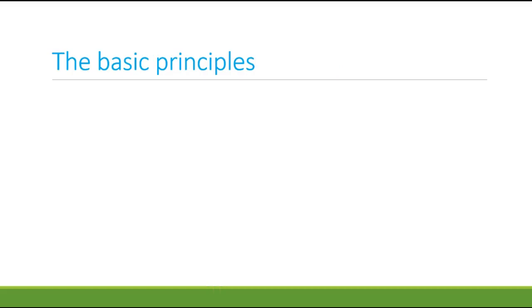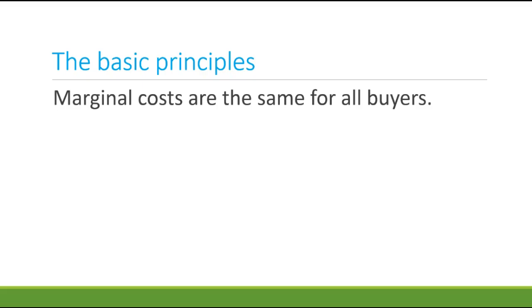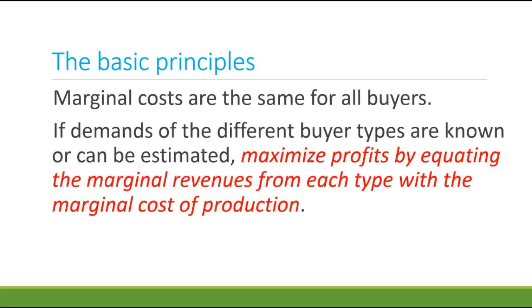Okay, what basic principles am I going to assume here? I'm going to assume that marginal costs are the same for all buyers. So the differences are on the buyer's side in terms of their willingness to pay and their price elasticity of demand. I'm also going to suppose that if we can estimate the demands of these different types of buyers, then we can set profit maximizing prices for each group.